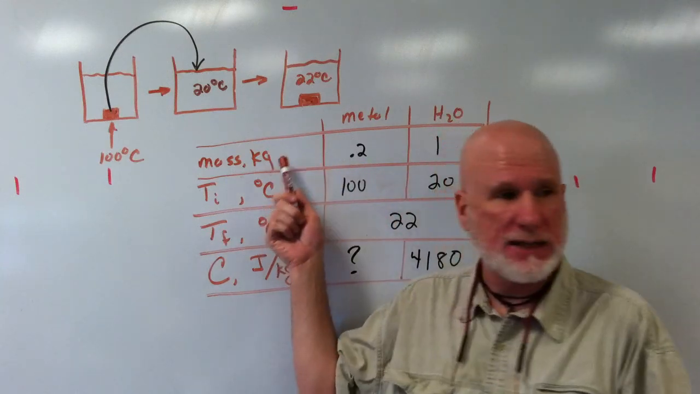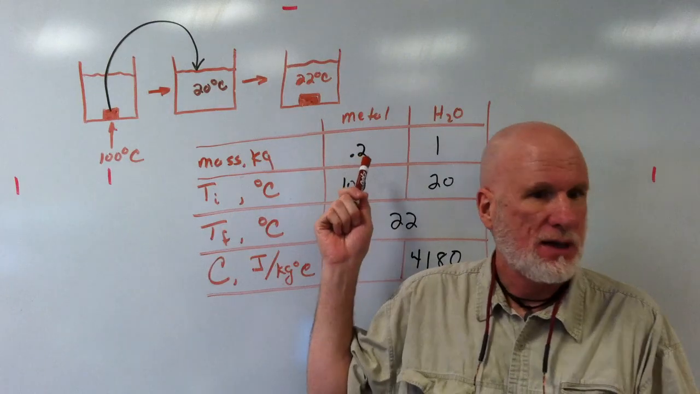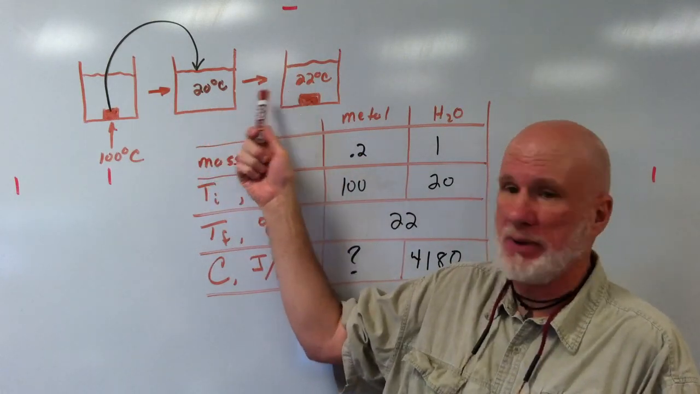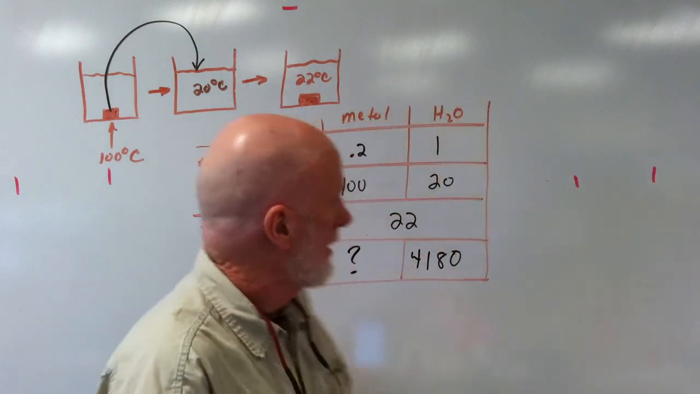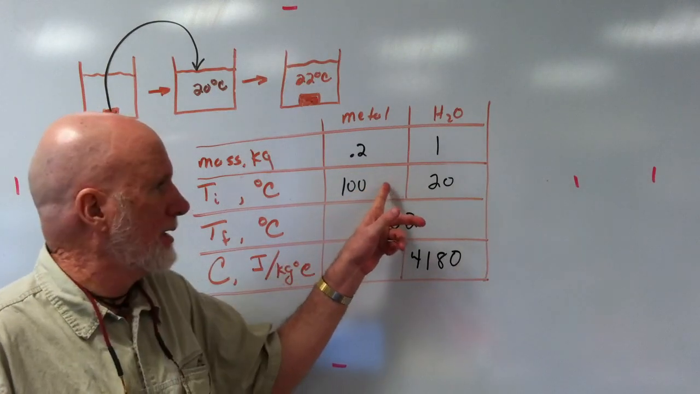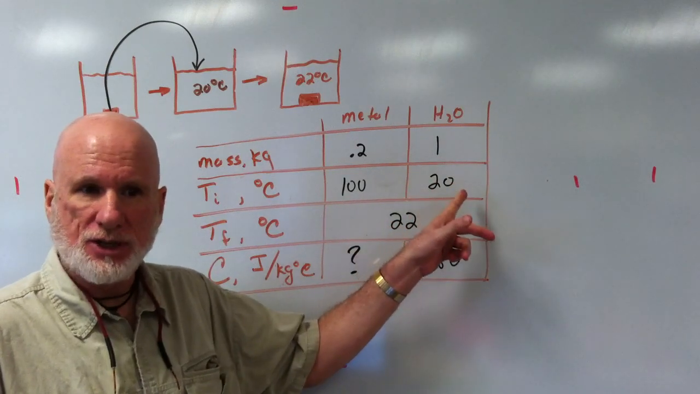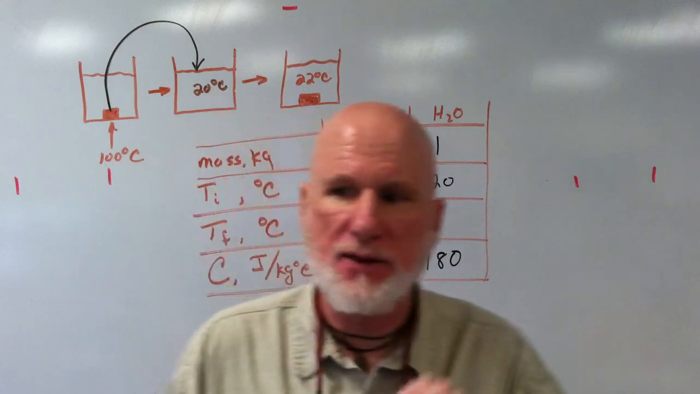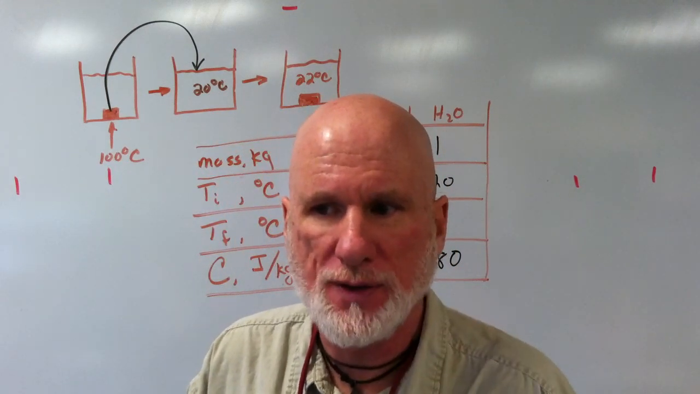The initial mass of the metal is 0.2 kilograms, 200 grams. The amount of water I'm going to have is going to be 1 kilogram. Okay? The initial temperature of the metal is 100 degrees Celsius. The initial temperature of the water is 20 degrees Celsius. Why is the final temperature of the metal and the water both 22 degrees Celsius?